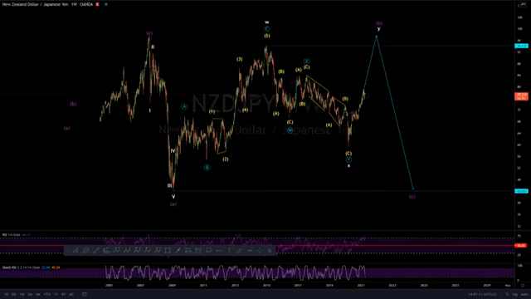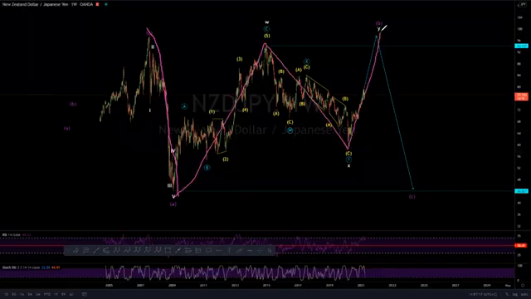So we've had this impulsive move to the downside here. We are looking at this structure here. This is an A here, and we are looking at this as a three-wave structure for a B. And we will be looking for this move to the downside for a wave C. Okay, so that's what we are looking for here.